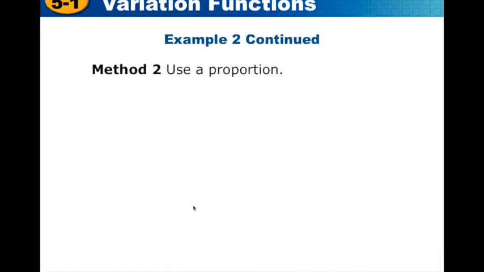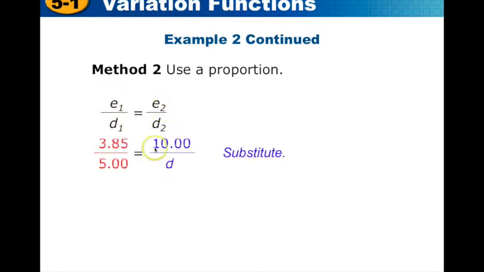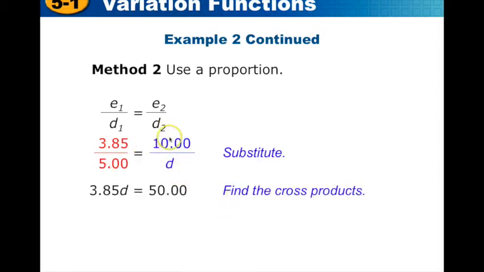The second way we can do it is just to make a proportion. We can say that E1 over D1 equals E2 over D2. So substitute in the values that they give us, 3.85 is to 5, as 10 is to what? And now we can cross multiply. 5 times 10 here gives us 50, and then 3.85d, divide by 3.85, and we get the same answer either way. In this way, the difference is we did not find the equation.